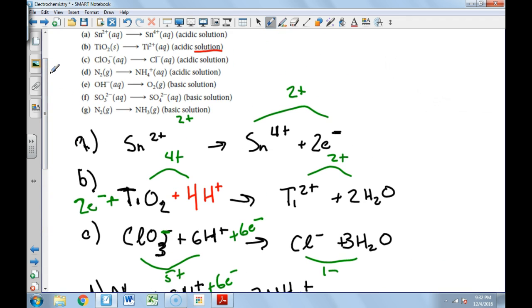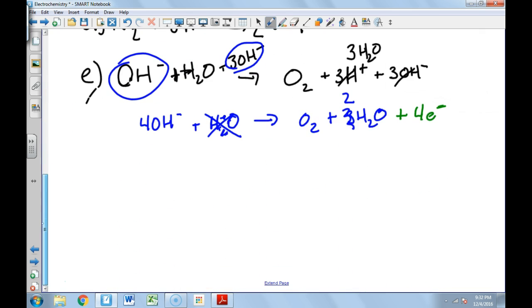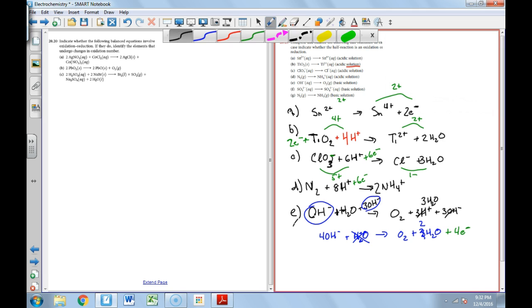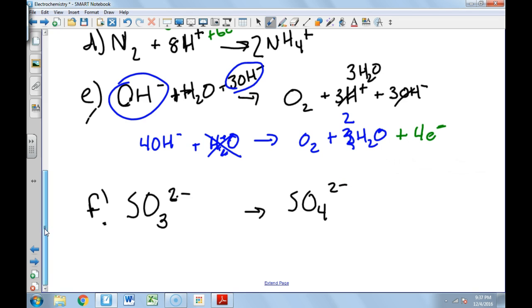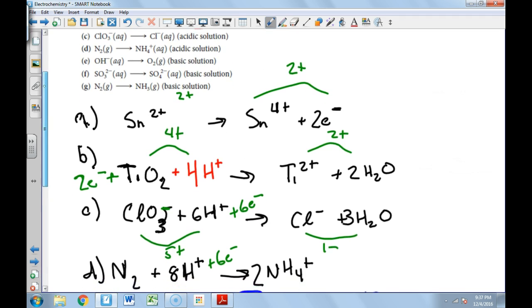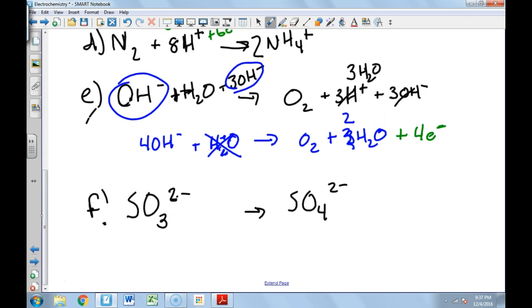Now let's try F. That's sulfite going to sulfate. Sorry about that, I changed my view. So we have the sulfite ion, SO3 2 minus, reacting to form SO4 2 minus. I guess I didn't fix my pen sensitivity. Just double check that that's right. Yes. So now we just balance this.